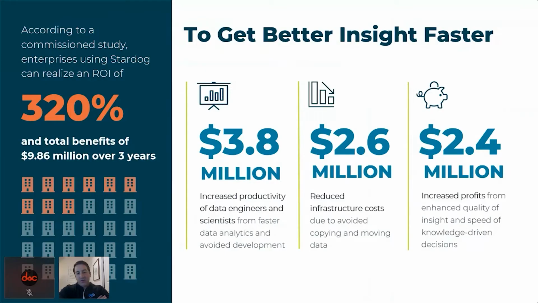So according to a commissioned study, enterprises using Stardog can realize a return on investment of 320% and total benefits of 9.86 million over 3 years. This is done through virtualization, which reduces the need for expensive ETL processes. It reduces storage costs. You can connect across many different data sources and it allows you to realize the value and the insights in your data much faster.